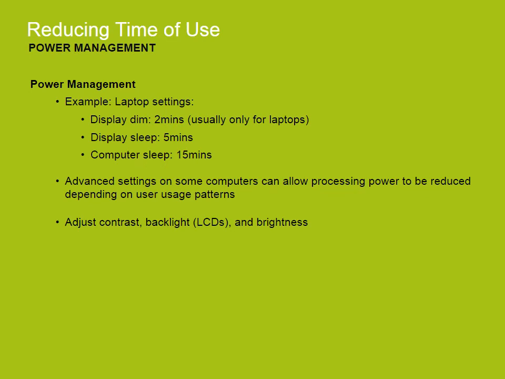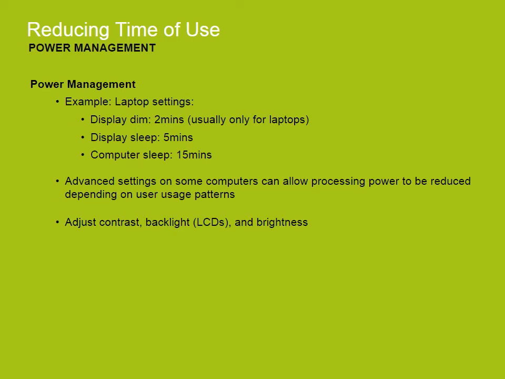Regardless of the type of appliance being used, it is recommended that the power management settings are set to a reasonable level. For example, changing the display setting of a laptop to dim after 2 minutes of inactivity, setting the display to go to sleep after 5 minutes, and putting the computer to sleep after 15 minutes of inactivity. What the appliance is used for and how it is used will determine what time values should be chosen for the settings. Using power management in this way can save up to 30 to 40% on energy consumption.